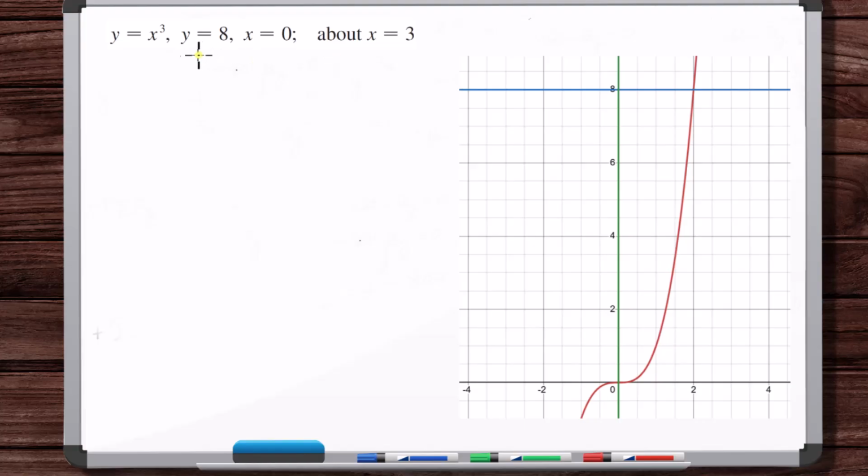Each problem we're given a set of curves, and there's an area contained within those curves. So here's y equals x cubed, here's y equals 8, and here's x equals 0. We want to find the volume of the solid created by rotating this area about x equals 3.